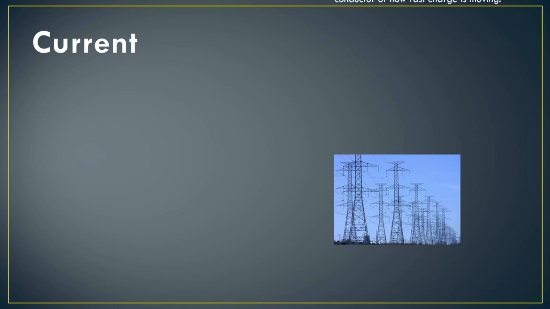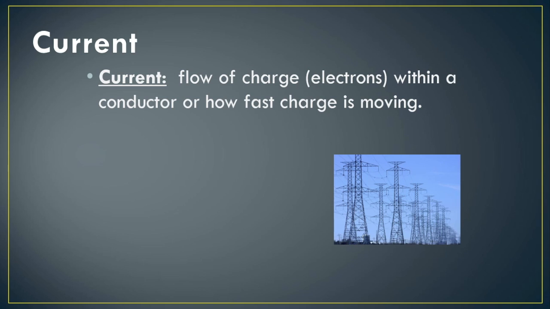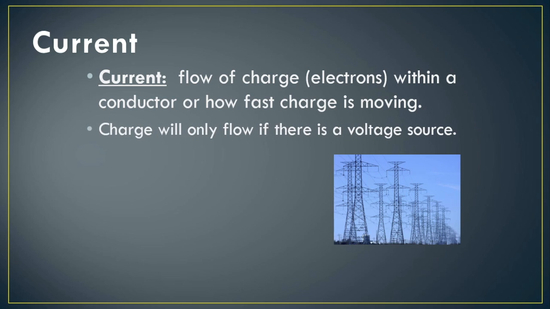Now let's talk about current. And we're going to say that current is the flow of charge within a conductor, or how fast charge is moving. And that charge again is referring to electrons. And if we think about current in terms of water, right, it's how quickly that water is moving. Charge will only flow if there is a voltage source. So if we don't have any voltage source or anything supplying energy, we don't have any charge moving. Just like if we don't have any water, the water can't move. Makes perfect sense.